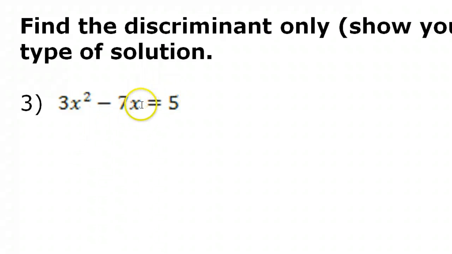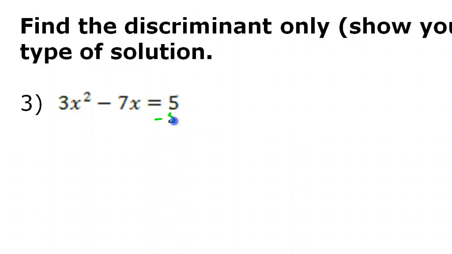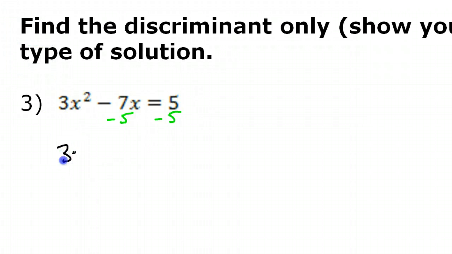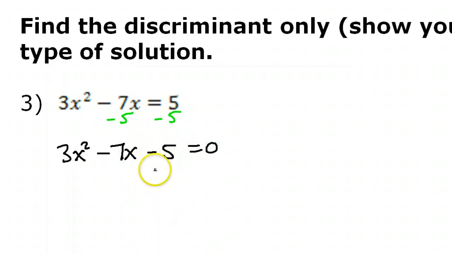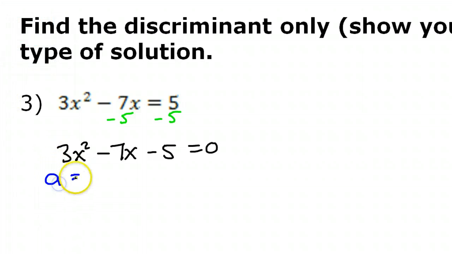Okay, so first we need to put this in standard form before we do anything else. So we definitely want to subtract 5 from both sides, and that'll give us 3x squared minus 7x minus 5 is equal to 0. Okay, so in this form it's clear to us that a is 3 and b is negative 7 and c is negative 5.